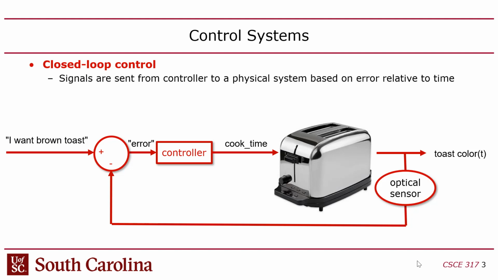So in this case, the input into the plant is called a manipulated variable, and the value that's coming out of the plant that you're reading and you're using to subtract from the set point is called the process variable. And so this will allow you to adjust the input to the plant, the manipulated variable, as a function of the state of the plant.